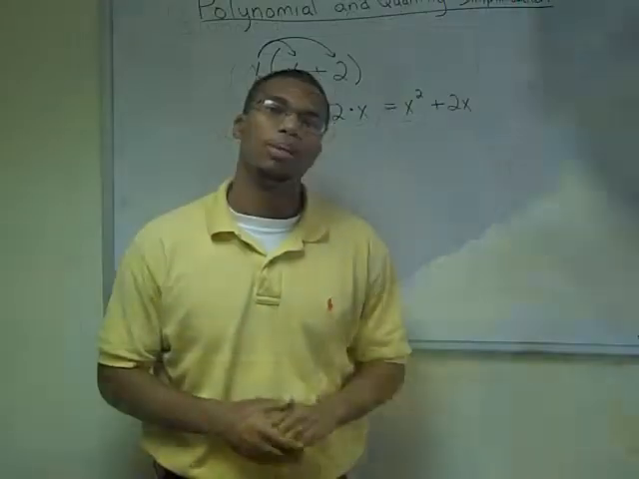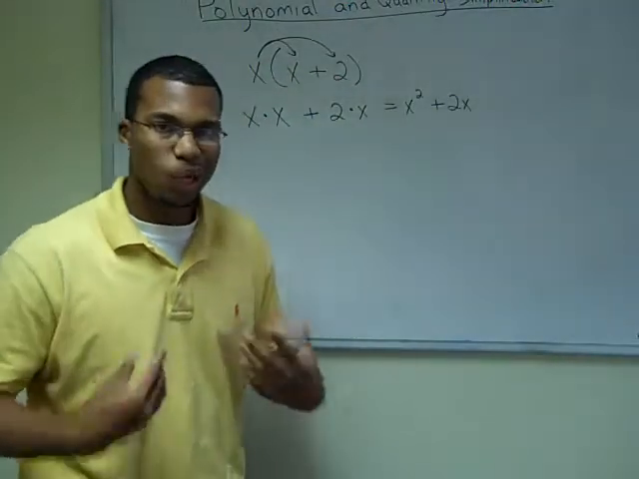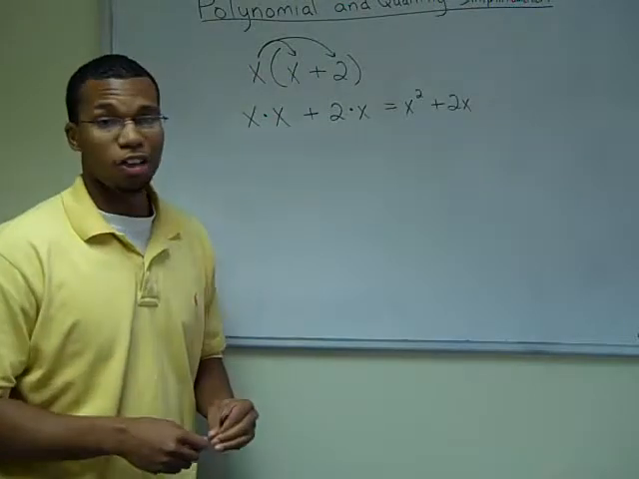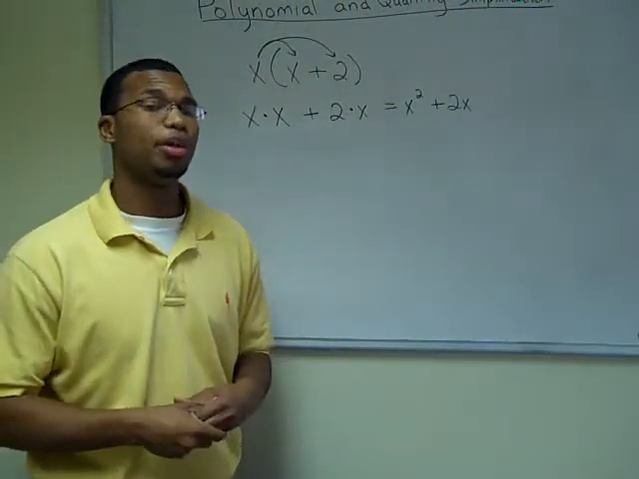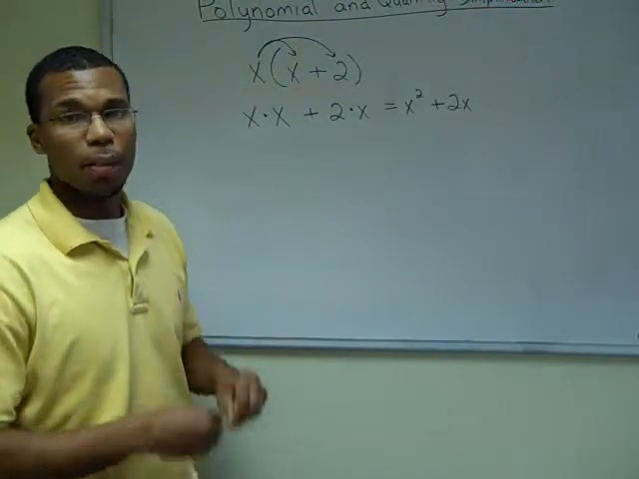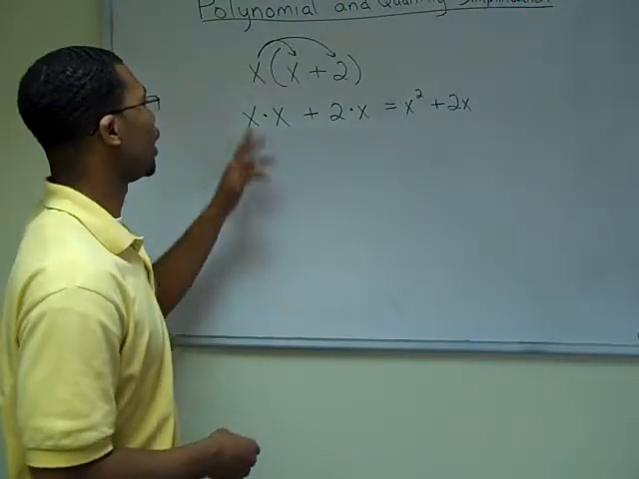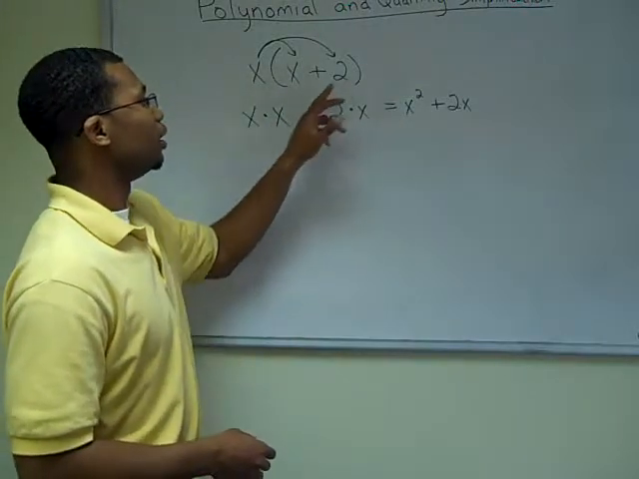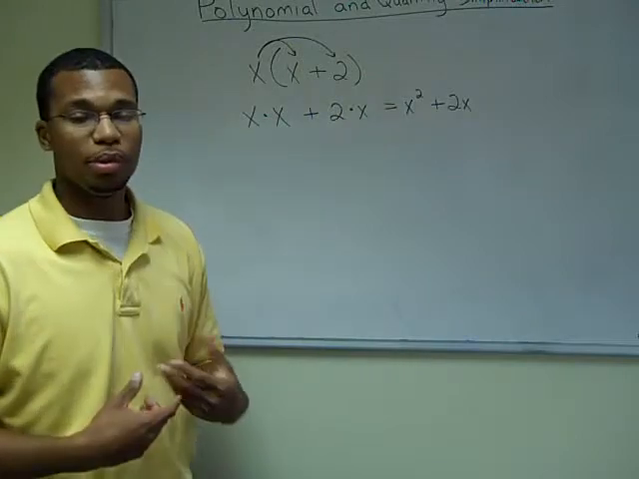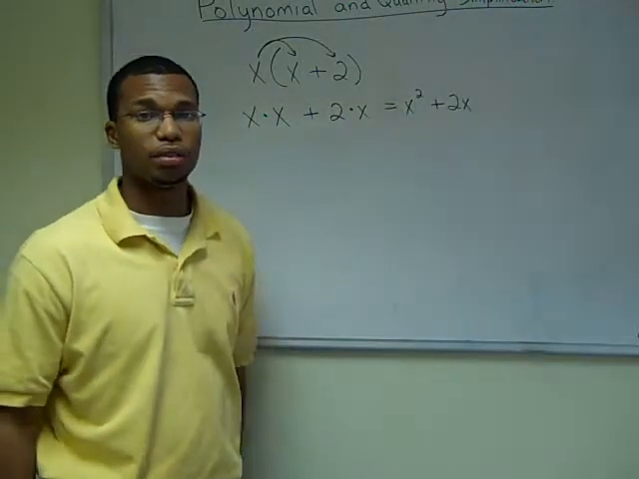Now we're going to talk about polynomial and quantity simplification. A polynomial and quantity simplification involves using the distributive law. The distributive law means that we're going to take our first initial term and multiply it by all of the other terms in the quantity. So if we take x times x and 2 times x, then our simplified expression is now x squared plus 2x.